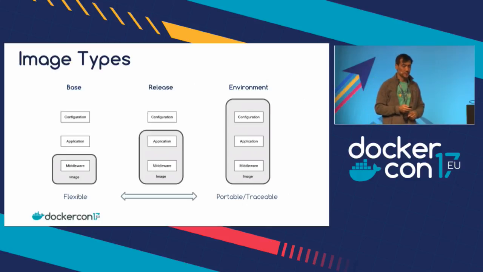And then the final one is a compromise in the middle. This is what I call a release image. This is where you actually put the release of your application in the image, but you keep your configuration on the outside and you inject it in. That way it is agnostic to the environment. So you can deploy the same image to your 11 different environments.